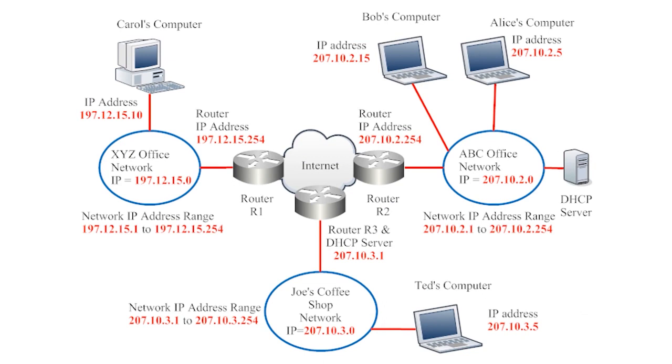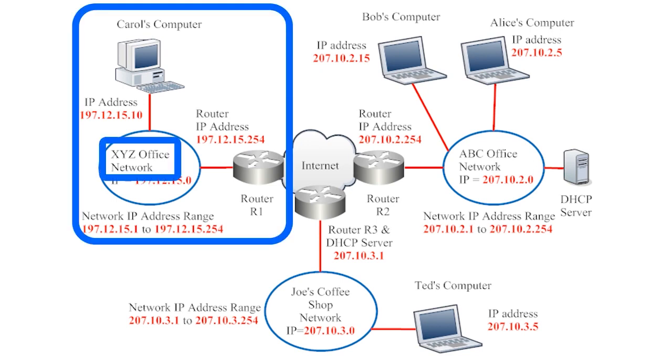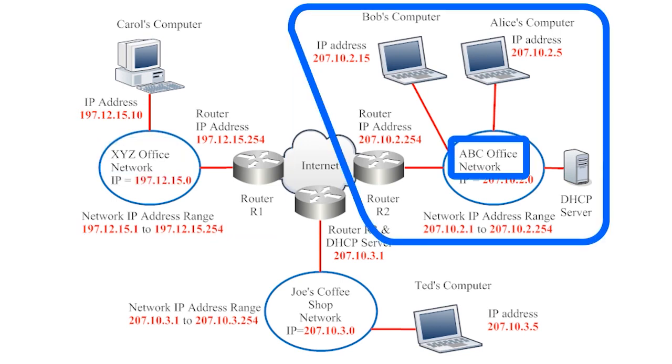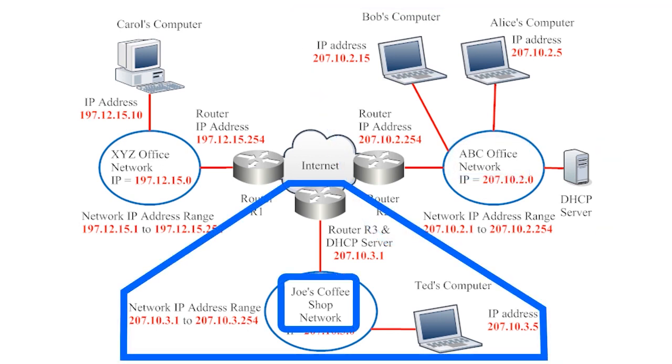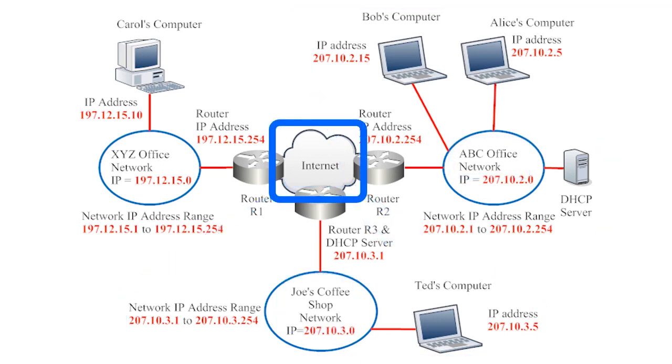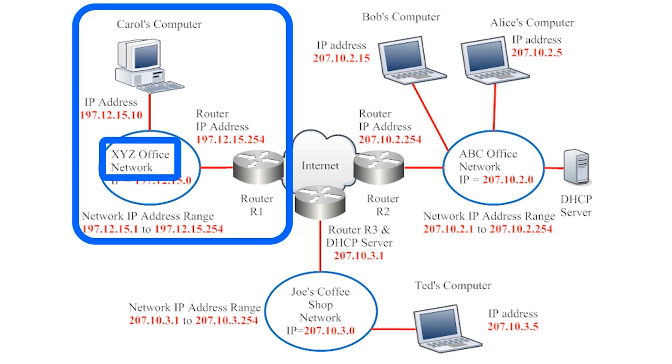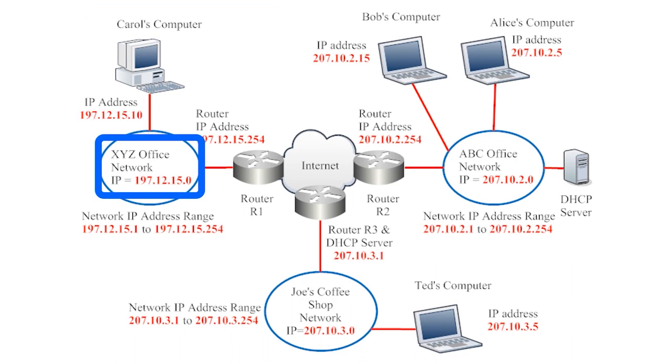This next illustration shows something else. As you may already know, every device that is connected to the internet has a unique address called an IP address. This illustration shows a couple different ways that IP addresses get assigned to devices. This diagram includes three fictional networks: the XYZ Office Network, the ABC Office Network, and the Joe's Coffee Shop Network. To keep the diagram relatively simple, the rest of the internet has been condensed down into a cloud in the middle of the illustration. First, let's take a look at the XYZ Office Network on the left side of the illustration. Those red numbers are the IP addresses for the whole network.